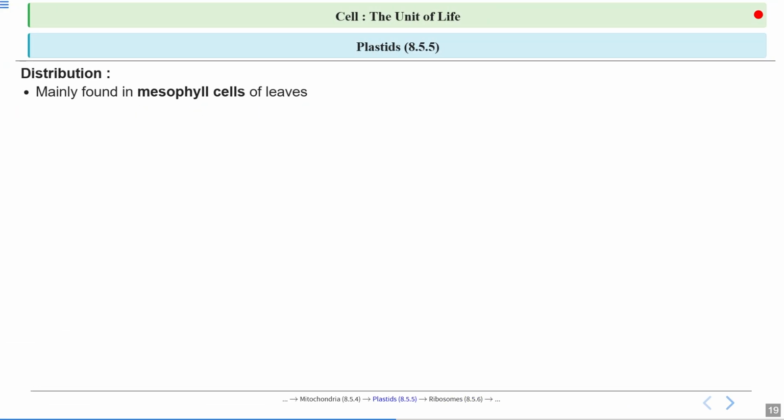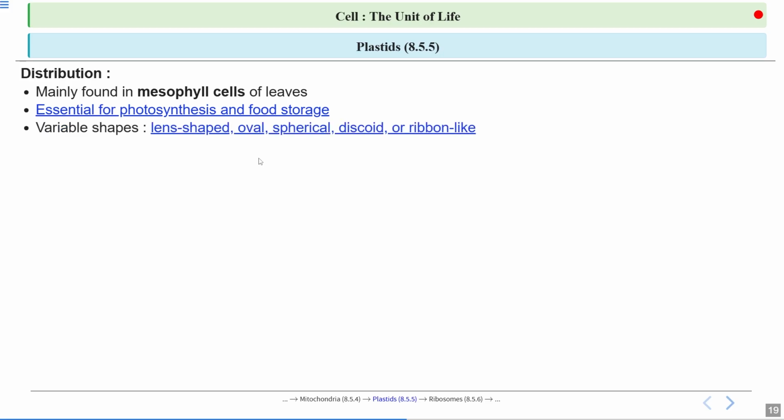Okay, what is the distribution of the plastids? When we talk about the distribution of the chloroplast, it is mainly found in the mesophyll cells of the leaves. It is essential for photosynthesis and food storage as well, because chloroplast consists of chlorophyll pigment. Chloroplasts are of variable shapes: lens-shaped, oval, spherical, discoid, or ribbon-like.